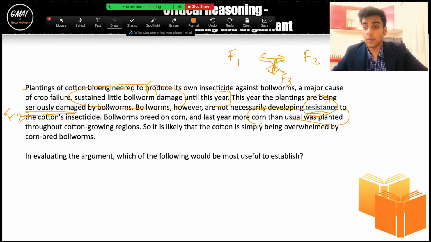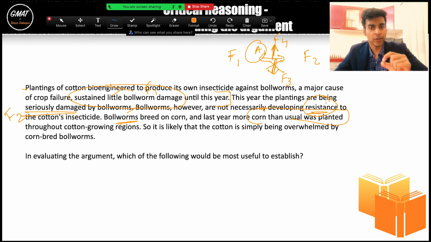Now I have F4, and what does F4 try to do? It tries to justify these two. Has to, because that is where the conclusion has to lead. But it doesn't directly, right? If I was to give you these two statements and just say that we planted a lot of corn, that doesn't work. It only works if a lot of corn actually led to a lot of bollworms. And that is where my assumption comes in. Because somewhere in the middle, we have to assume that a lot of corn led to a lot of bollworms. Just because we have a lot of food available does not mean we'll have a lot of population, right? It's logical, but it's not certain. That's why it's an assumption. So it is likely that cotton is simply being overwhelmed by corn-bred bollworms.